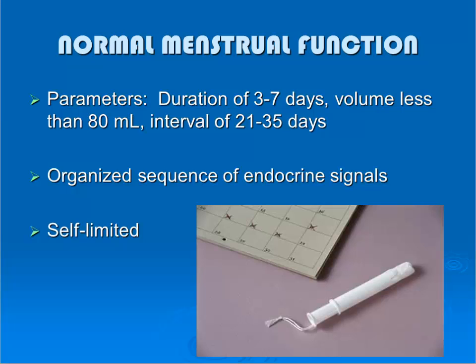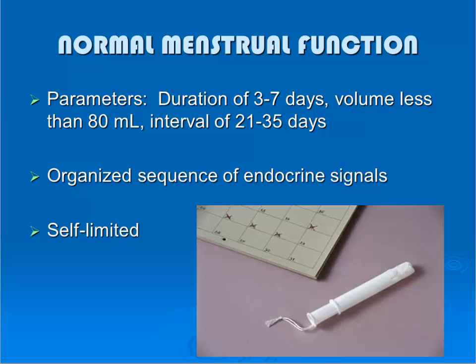When interviewing a female about her menstrual cycles, you can determine the presence of any abnormalities if her cycles do not fall within expected normal parameters. Normal menstrual function parameters include an interval of 21 to 35 days from the first day of menstrual bleeding in one cycle to the first day of menstrual bleeding in the next cycle. Bleeding duration should last between 3 and 7 days and should not result in anemia of the patient from heavy flow. Normal menstrual function occurs from an organized sequence and proper timing of endocrine signals.